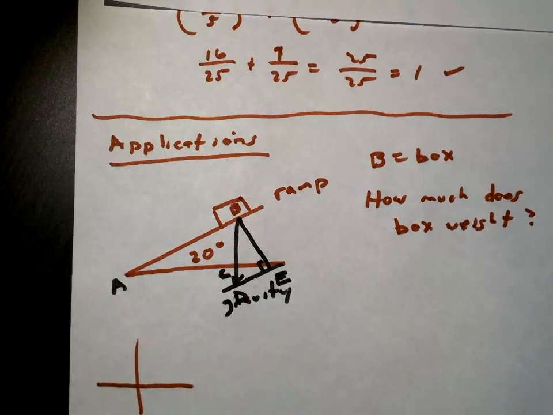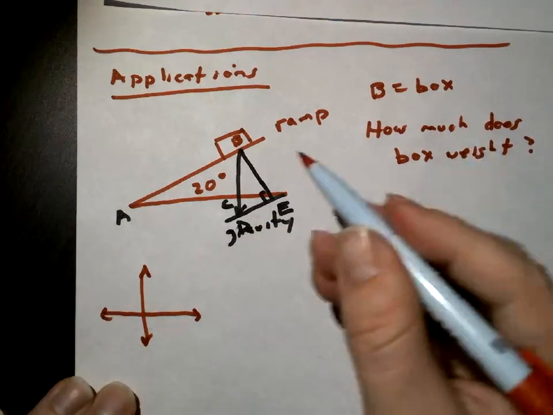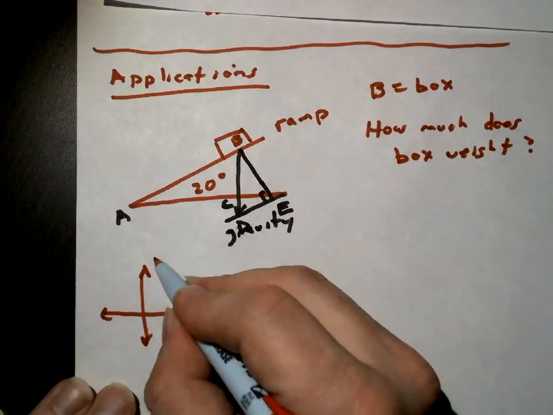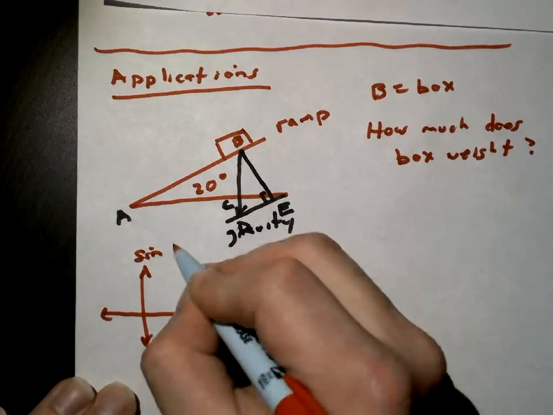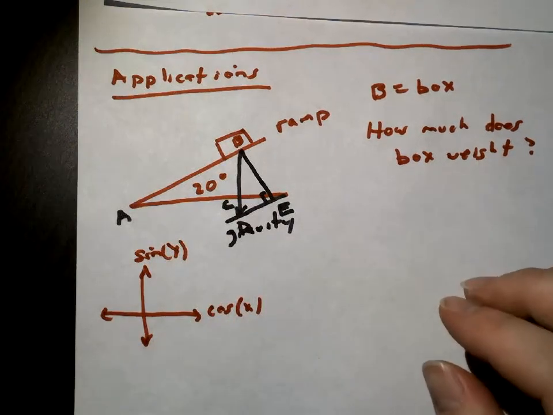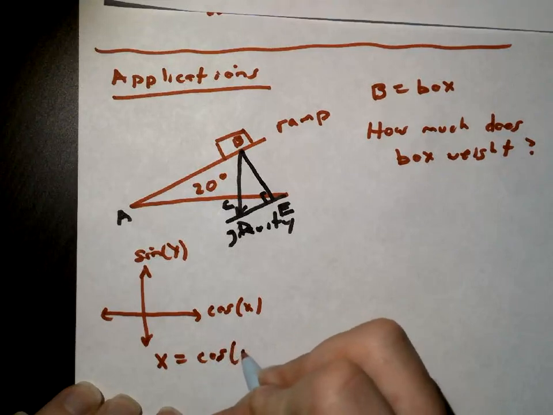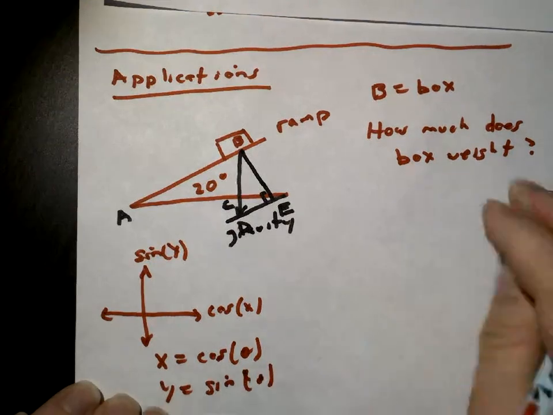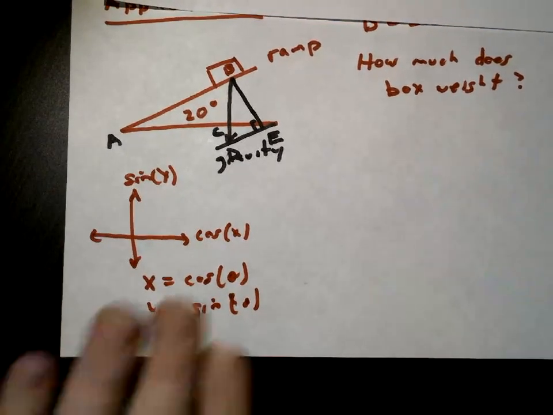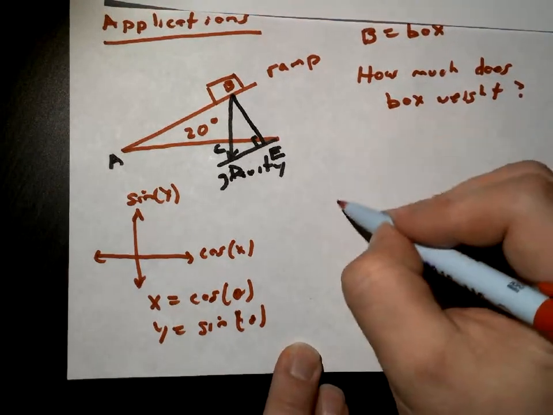So let's make an X and Y table. Now on the unit circle, this is your sine. This is your cosine. Then we have sine and cosine. And just to recall, X is your cosine of theta, and Y is your sine. So what we're going to do is use this information to discover something about this. Okay, so you're going to set this up like this.